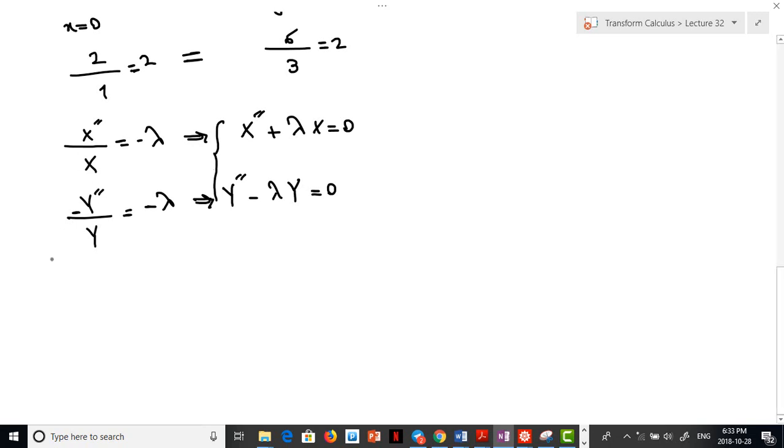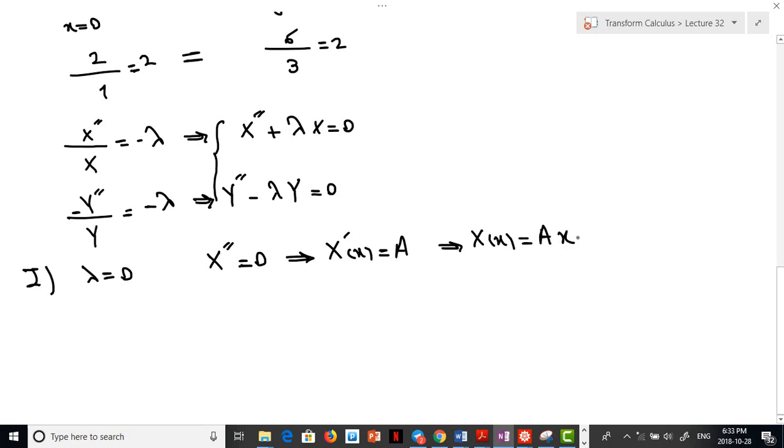So at first, I start with the first assumption. I assume that lambda is equal to 0. If lambda is equal to 0, it means that x double prime is equal to 0. If x double prime is equal to 0, it means that x prime of x should be a constant, like a. And if x prime is a constant, it means that x of x should be equal to a linear function, so ax plus b.